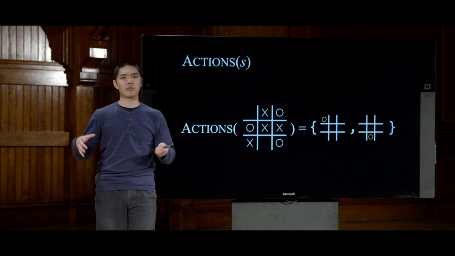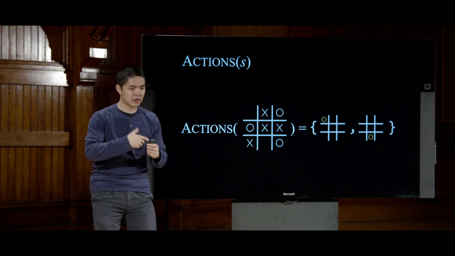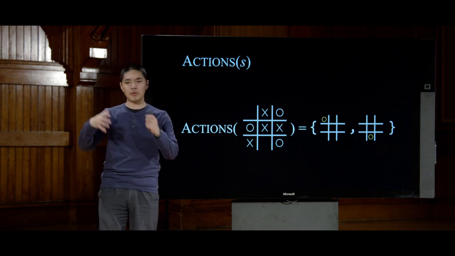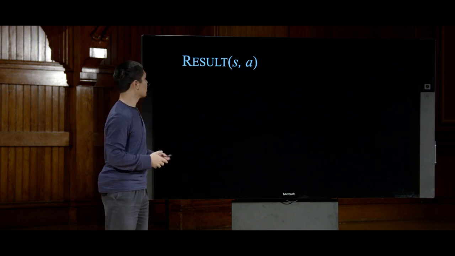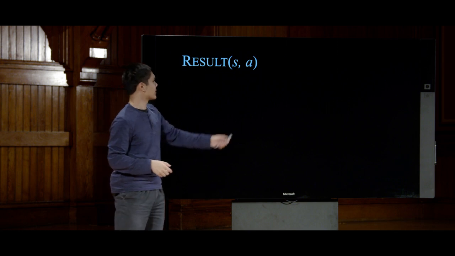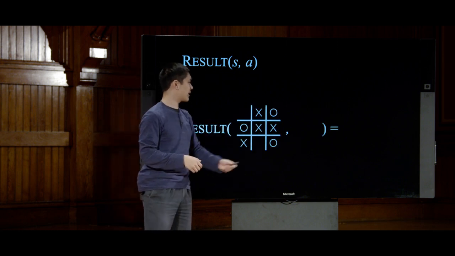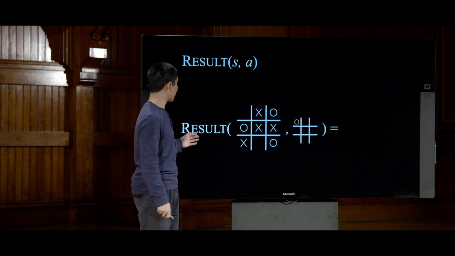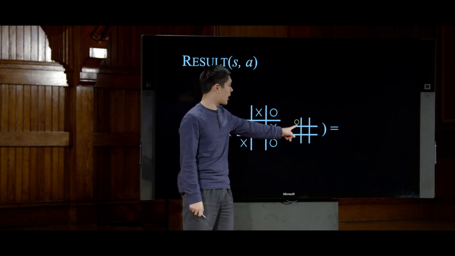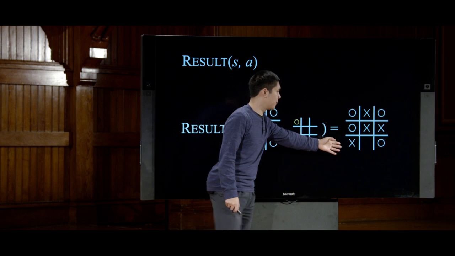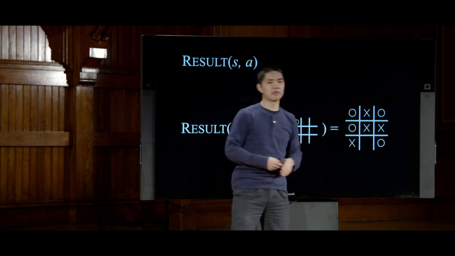Now, just as before, when we had states and actions, we need some sort of transition model to tell us when we take this action in the state, what is the new state that we get? And here, we define that using the result function that takes a state as input as well as an action. And when we apply the result function to this state, saying let's let O move in this upper left corner, the new state we get is this resulting state, where O is in the upper left corner.